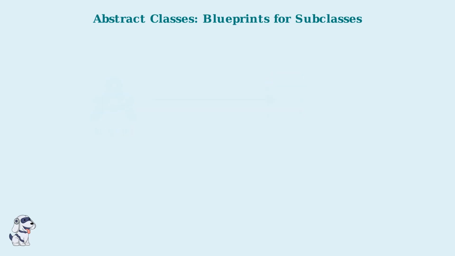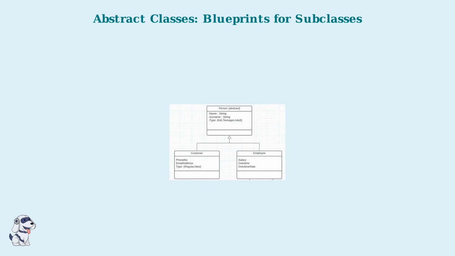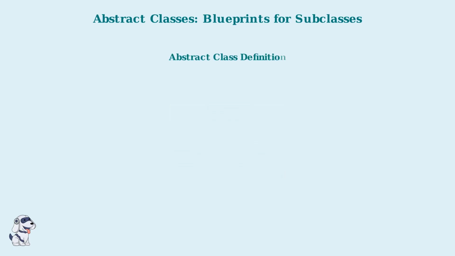Here's a practical example. We have an abstract person class that serves as a blueprint for customer and employee classes. Notice that person is marked as abstract. It defines common properties like name, surname, and type that both customer and employee inherit. Now let's see how this looks in Dart code.